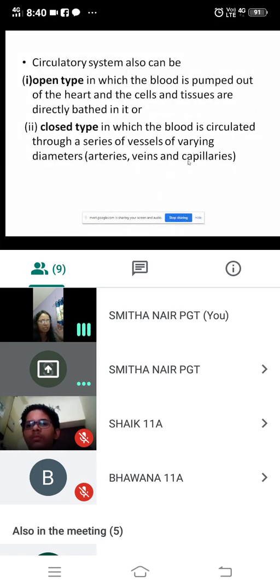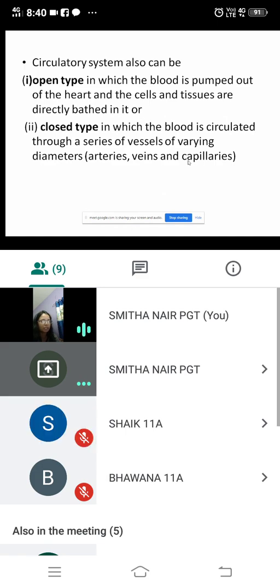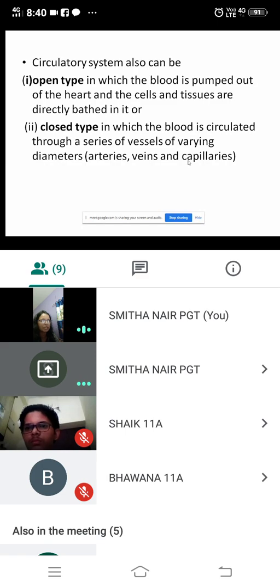Then circulatory system, there can be two types of circulatory system, open type and closed type. Open type क्या होता है? In which the blood is pumped out of the heart and the cells and tissues are directly bathed in it. Closed में क्या होता है? The blood is circulated through a series of vessels. Open में क्या होता है? Vessels नहीं होता. Like we have arteries and veins, that is not there in open type. Okay, directly blood is pumped into the cells and tissues.